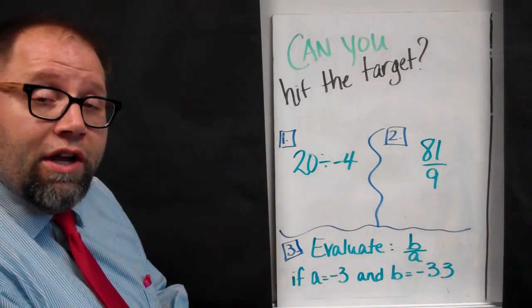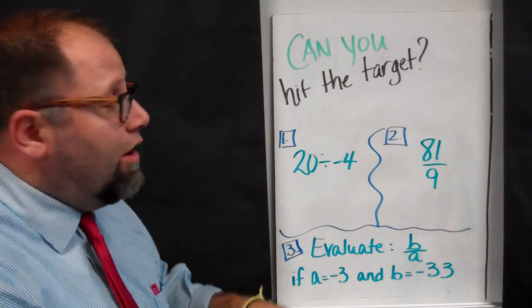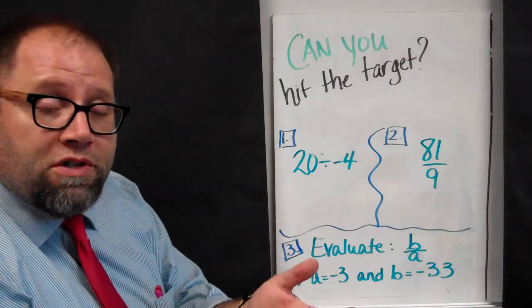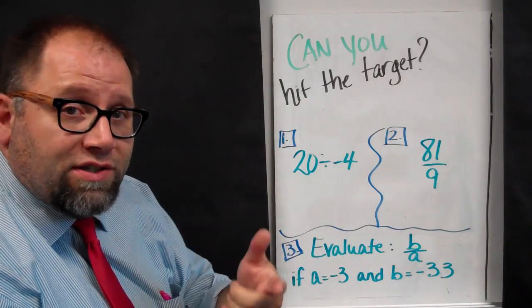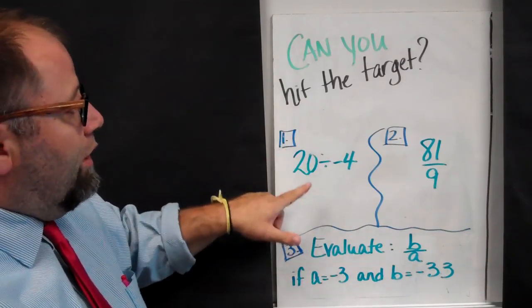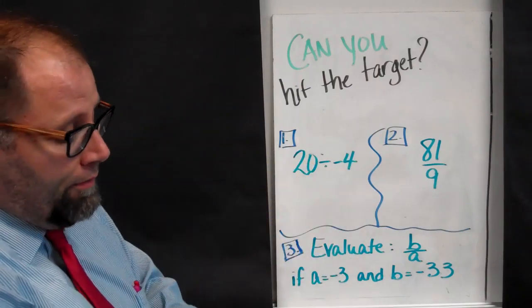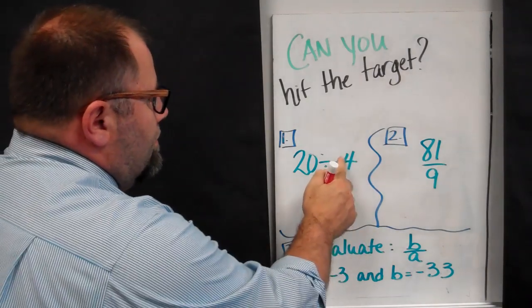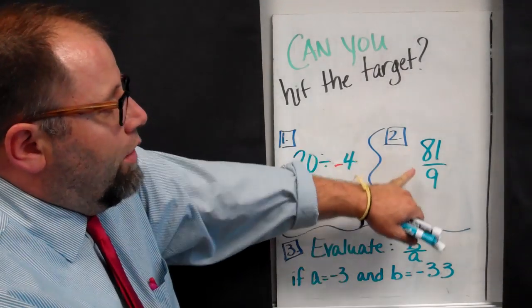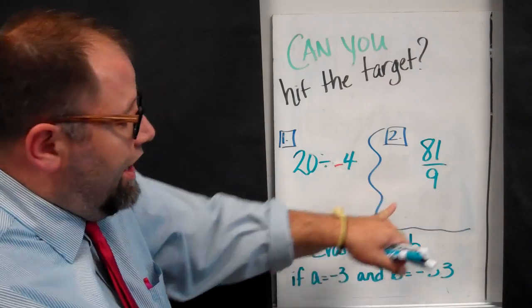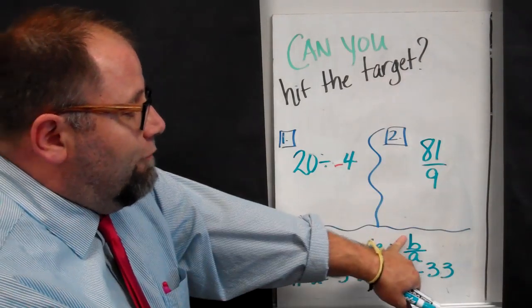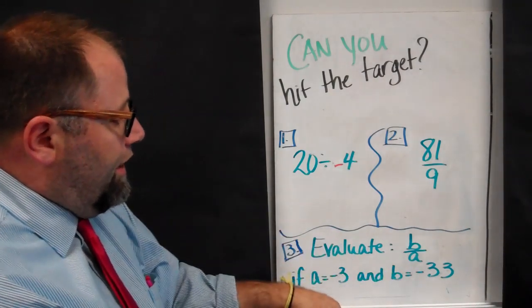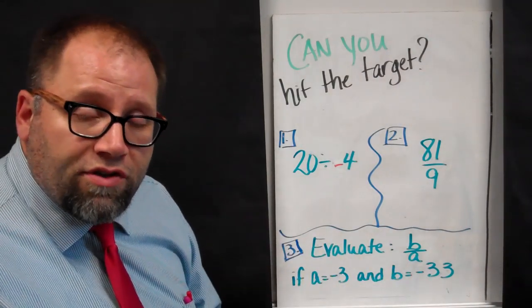So now, can you hit the target? Make sure you get these down, because tomorrow, this is where we'll start our discussion with these problems. Work these problems as best you can, and then we'll work them in class first thing the next day. For number 1, we have 20 divided by negative 4. That's a negative 4. Then we have 81, positive 81 divided by positive 9. And then we have evaluate this. We have b in the numerator, a in the denominator. B is equal to negative 33, a is equal to negative 3, and solve that.